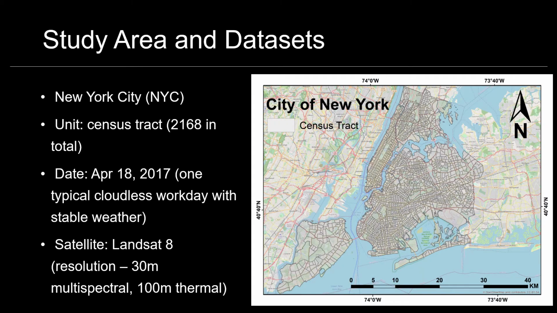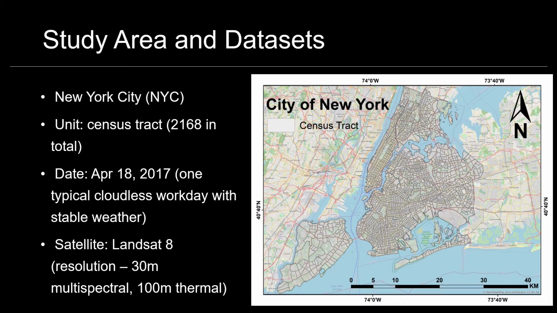We chose the city of New York to conduct our case study. The smallest research unit here is the census tract, and New York City has a total of 2168 census tracts. And the research date is April 18th, 2017. It is a typical cloudless workday with relatively stable weather.